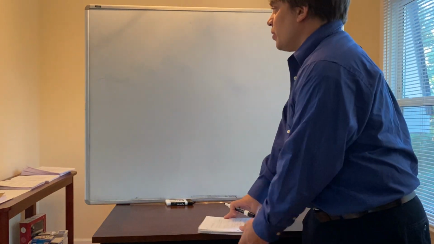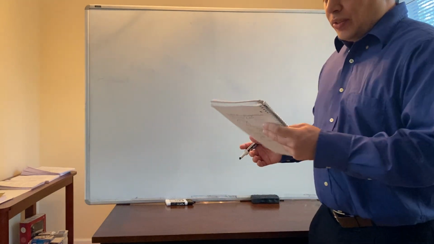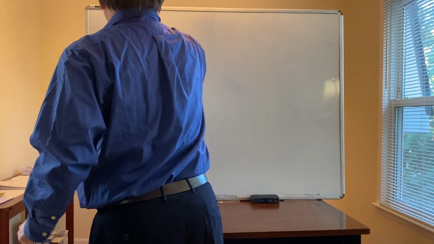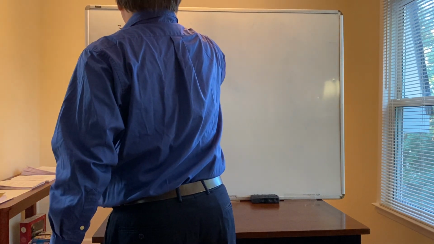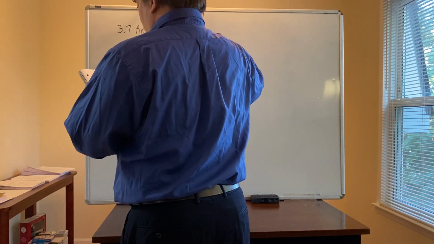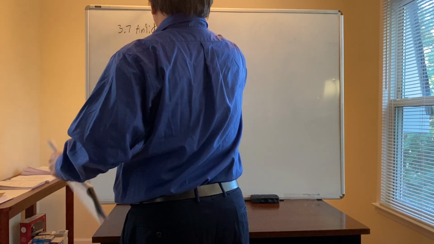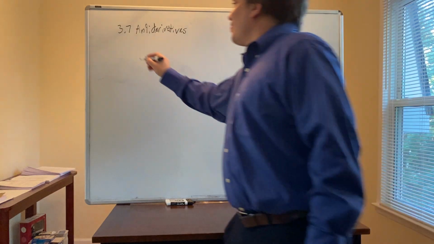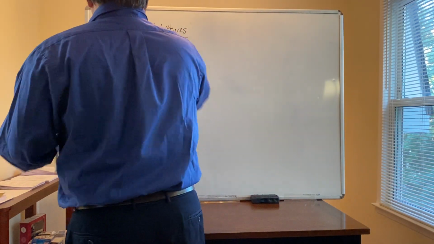Today we will be going over the first section, which is 3.7 on antiderivatives, and we will start the next section also. So 3.7 is on antiderivatives. Okay. So first, the definition.